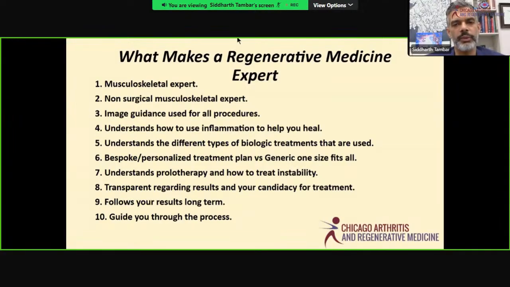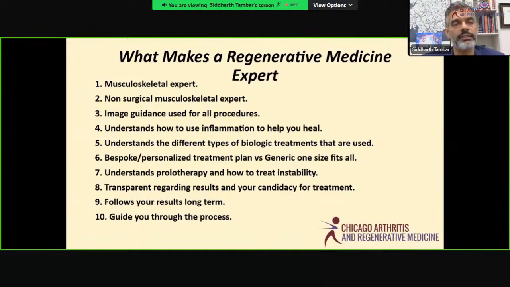It's a busy slide, but what makes a regenerative medicine expert? I think it's important for folks to realize, because when it comes to deciding what's right for your own care, these are the things you should be looking for in regen med. Number one, your physician should be a musculoskeletal expert, and that means that's what they're focused on, right? They're not sort of dabbling in a few different things. They're focused on joints. Number two, they should be a non-surgical expert.